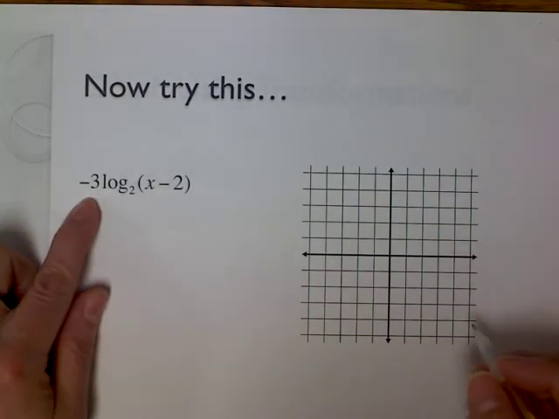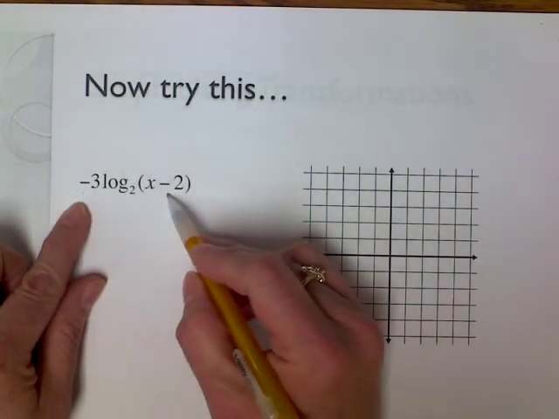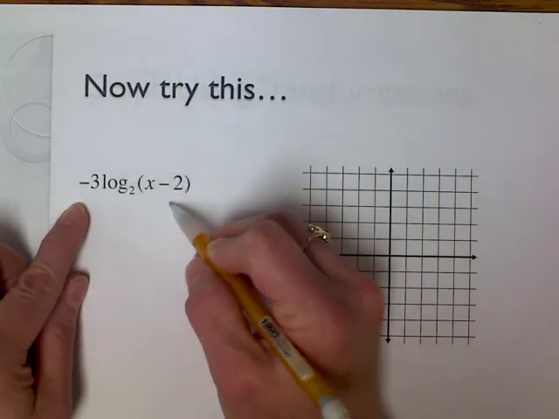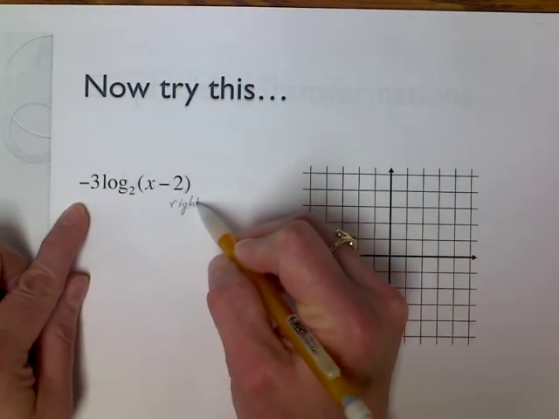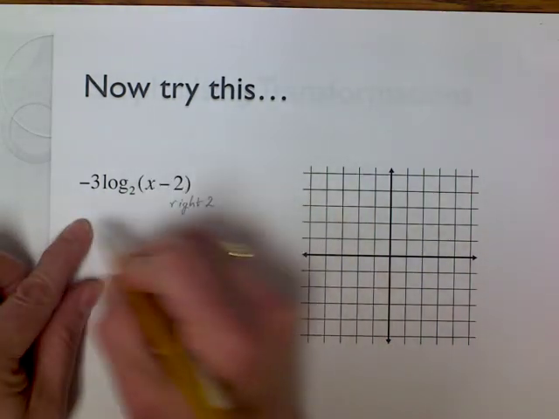Moving on, this one's going to give us a little bit of trouble. He's got 3 transformations. The first one is to the right 2. The 3 is a vertical stretch of 3.